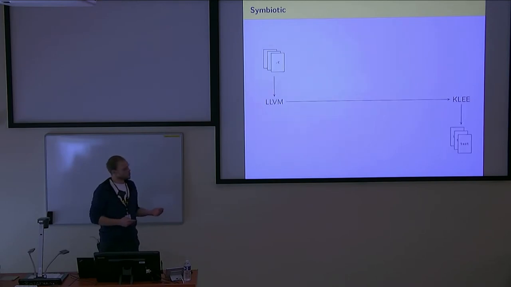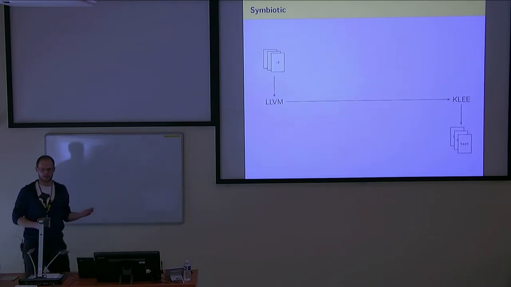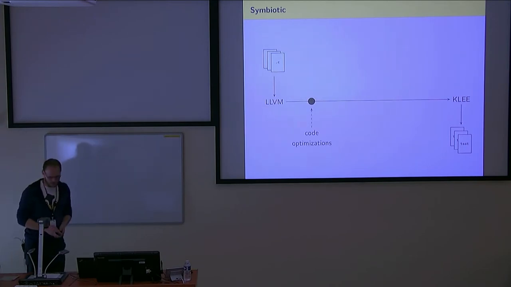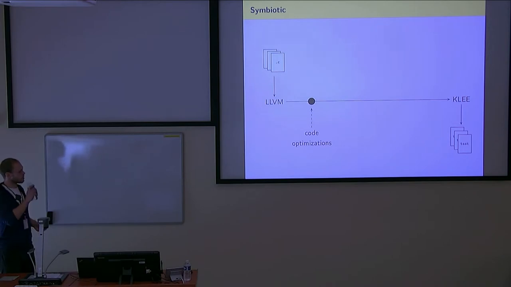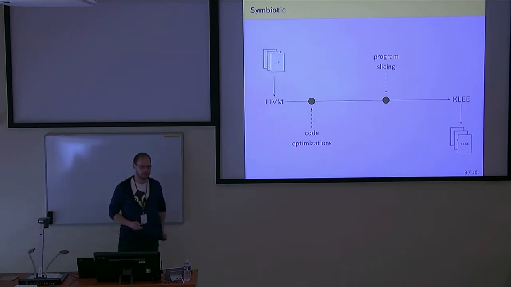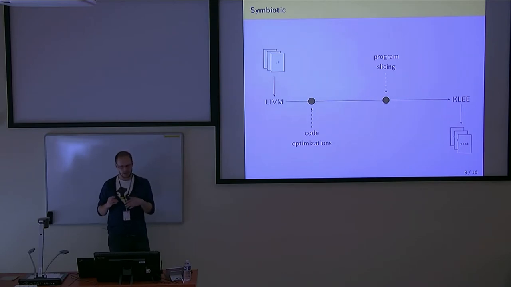So one of the quite obvious things that we use is code optimizations. That's the first step, but nothing surprising. The next step that we do is that we use program slicing. Program slicing is a technique that can somehow remove from the program the parts or the instructions that are not in our interest.